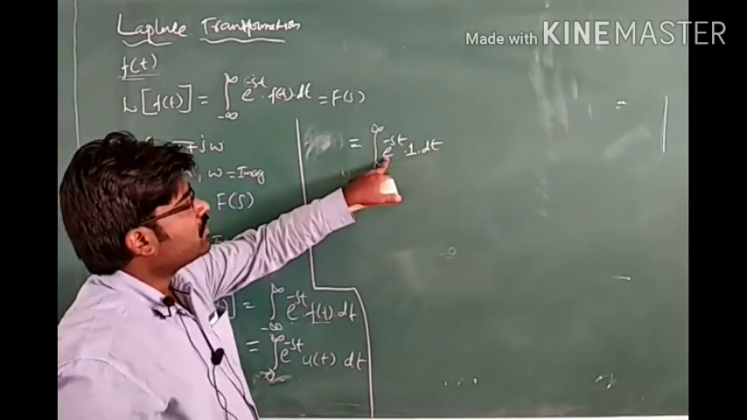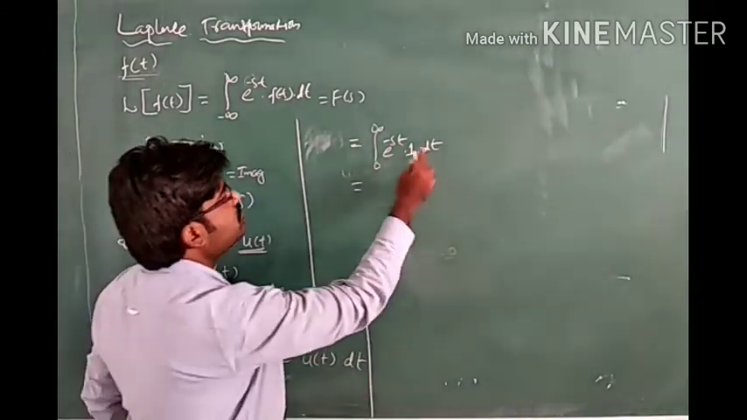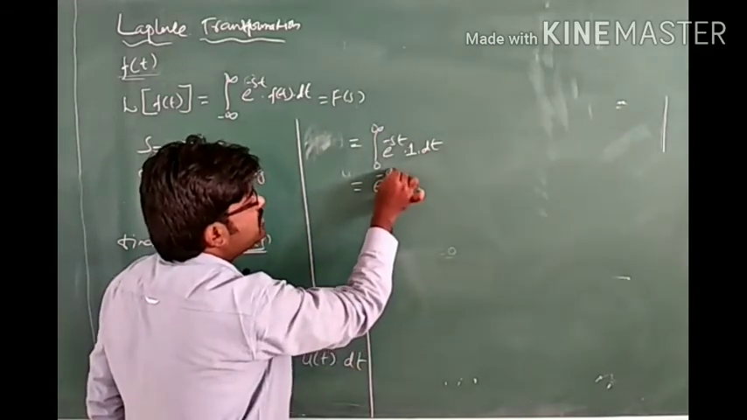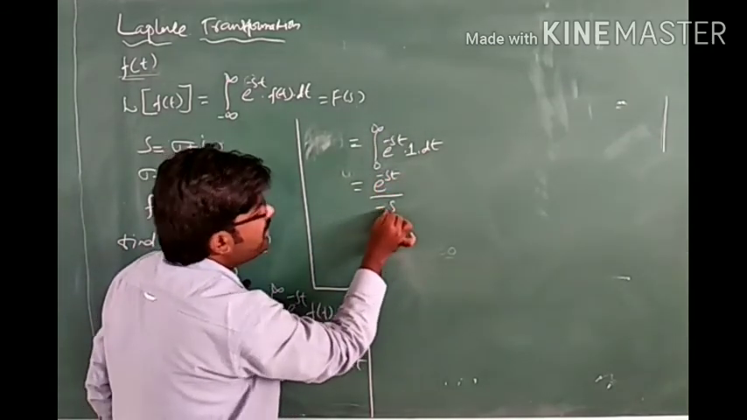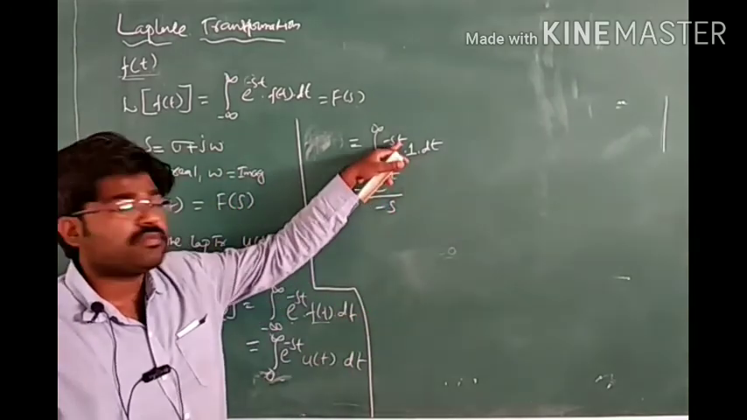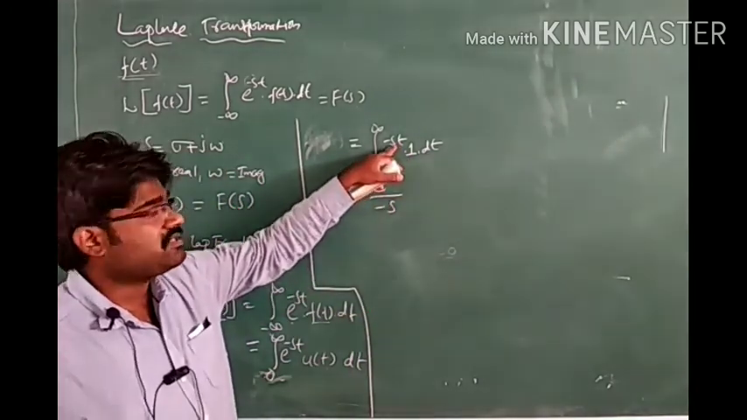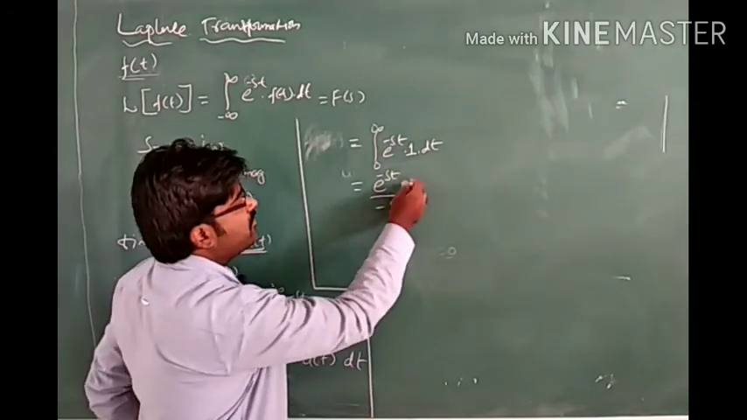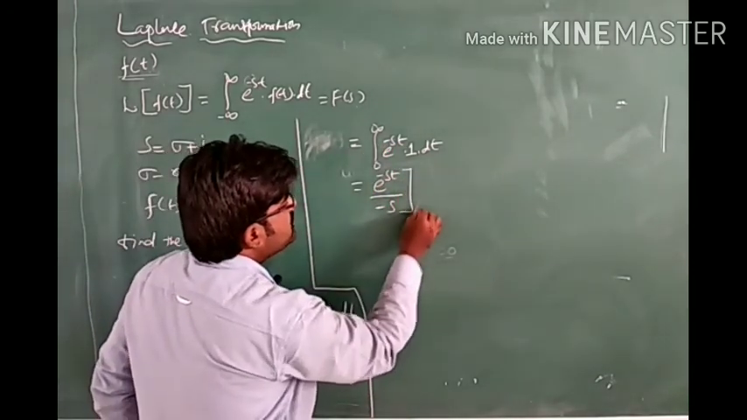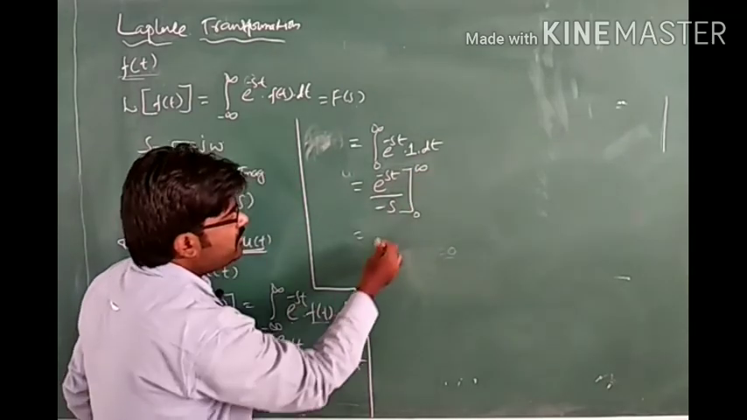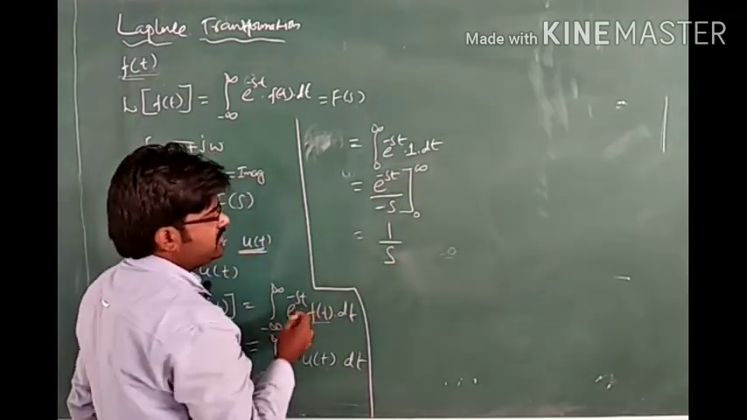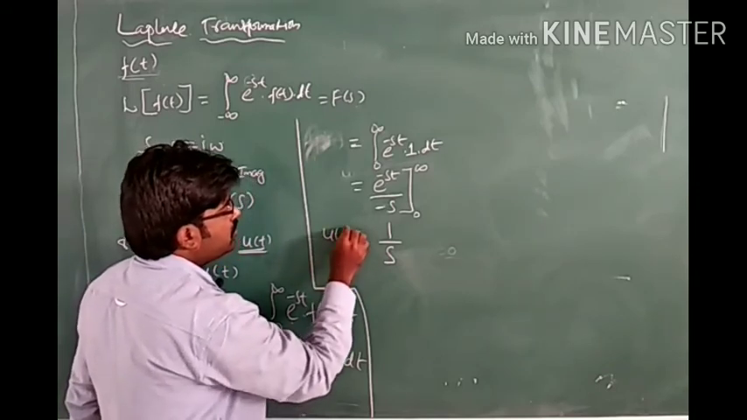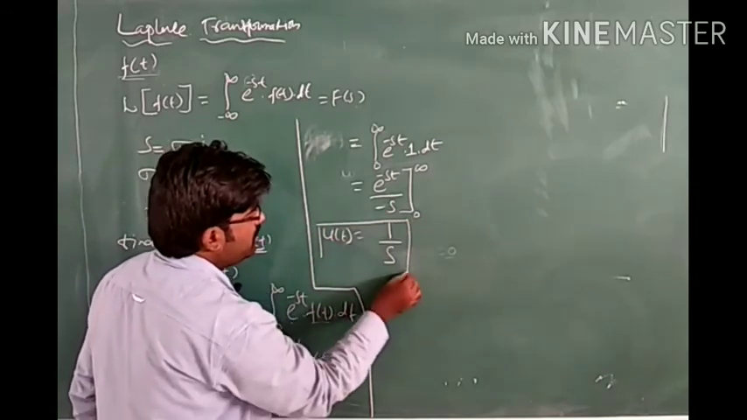Now what is the integration of e raised to minus st? It is e raised to minus st divided by minus s. This is the integration of the exponential function e raised to minus at, where in place of a, s is there and the minus symbol comes along. Apply the limits 0 to infinity, and you will get the value 1 by s. So the Laplace transformation of u of t will be 1 by s.